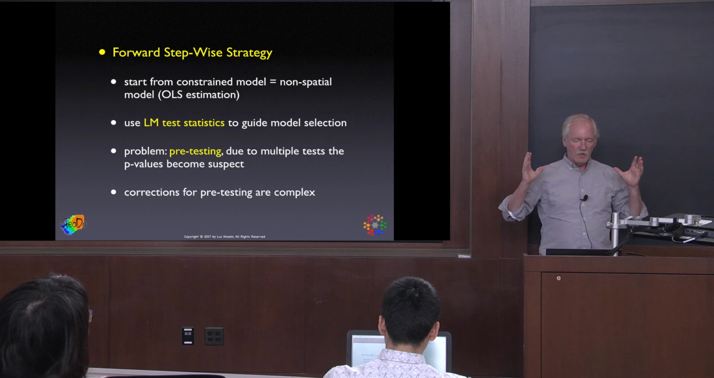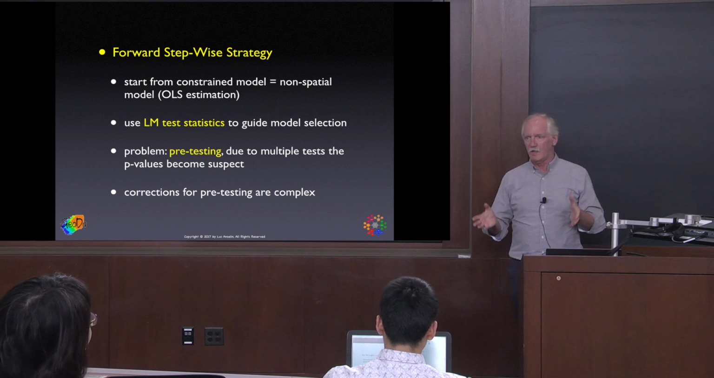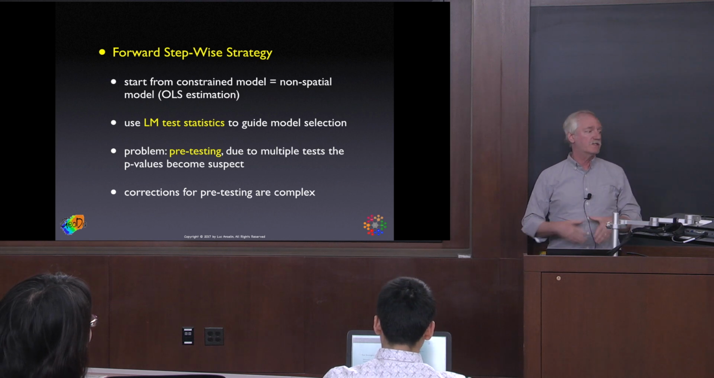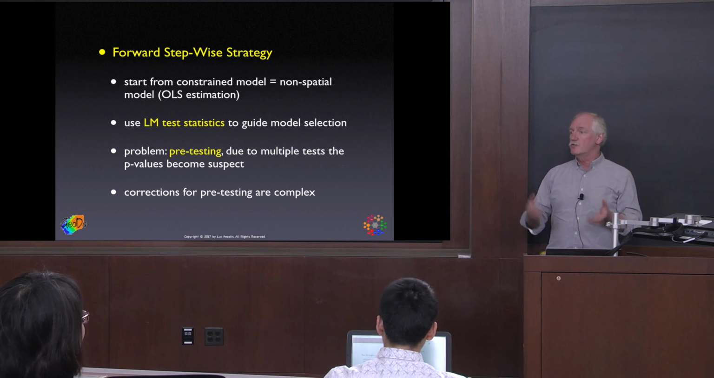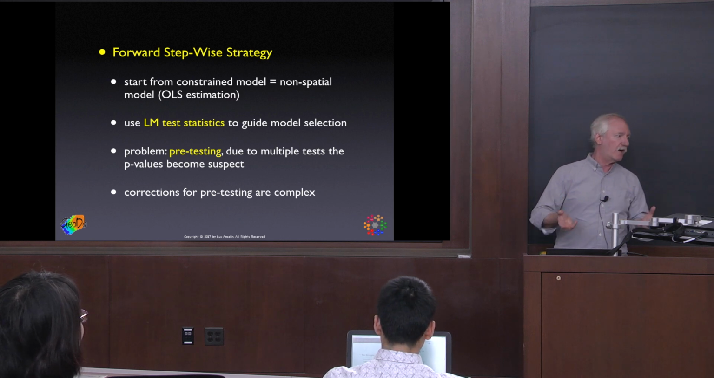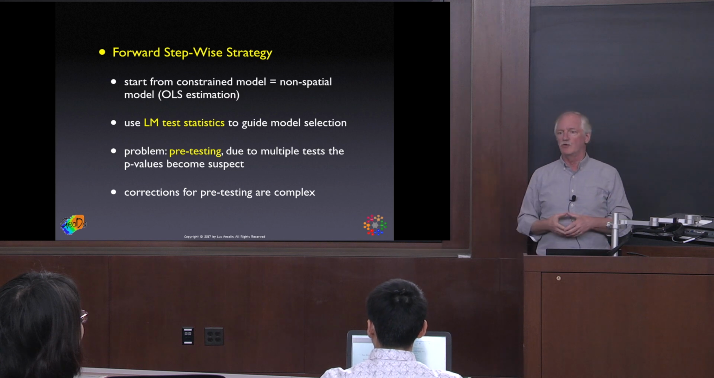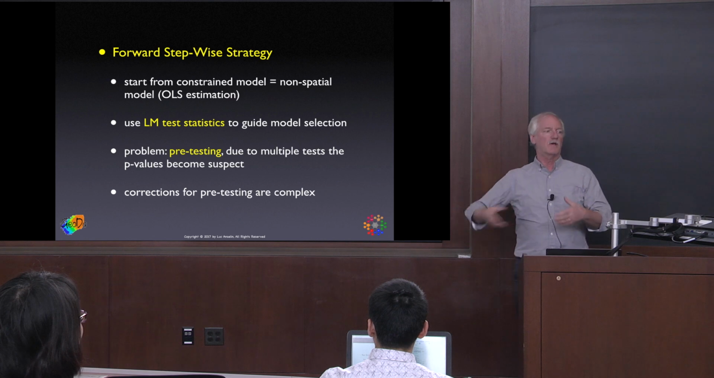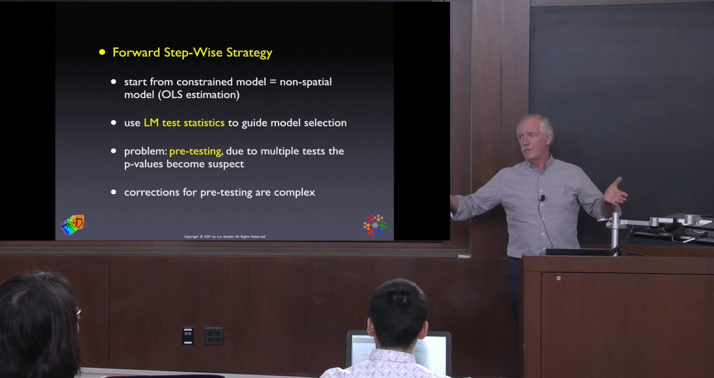Well, let me first do the sales pitch and tell you the good things, right? Good thing is it's easy. You start with a simple model, you estimate it by means of ordinary least squares, you have the residuals, you use these Lagrange multiplier statistics to tell you what may be wrong with the model. Then let's say they point you to an error model, you estimate the error model, and you do the whole diagnostic routine all over again, and so you keep going until you stop.